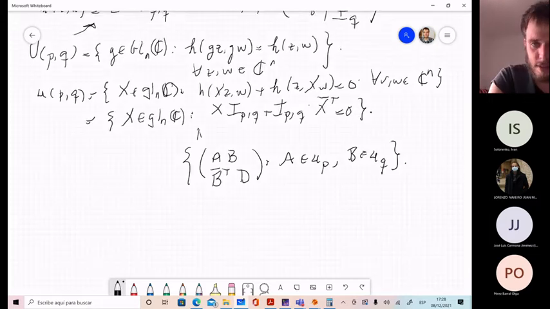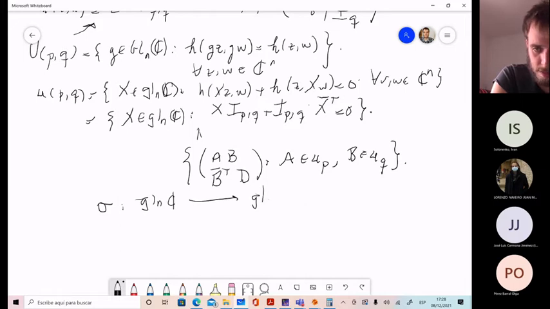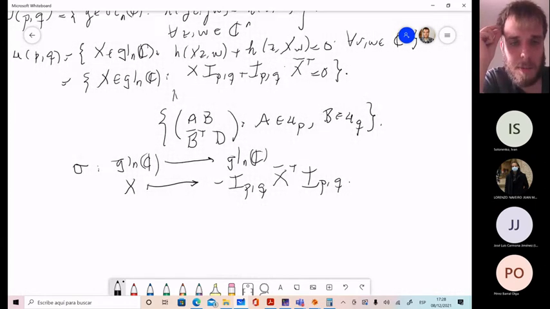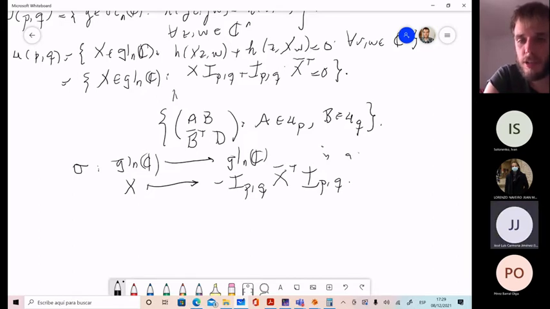Well, I will define the following map, sigma, from GL_n(C) to GL_n(C), such that for each X, we send it to minus I_{p,q} X transpose I_{p,q}. Okay, nice. And this map, you can check it is a real form: it's conjugate linear, it preserves the Lie bracket, and its square is the identity map. Okay, so this is a real form, a real structure, sorry.